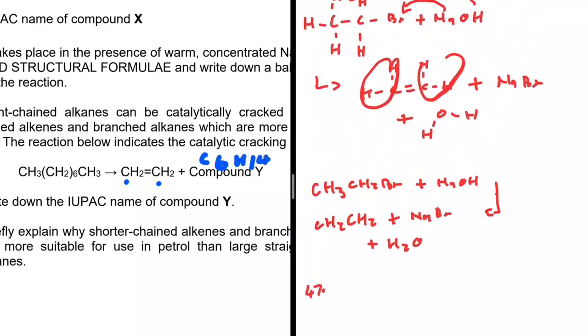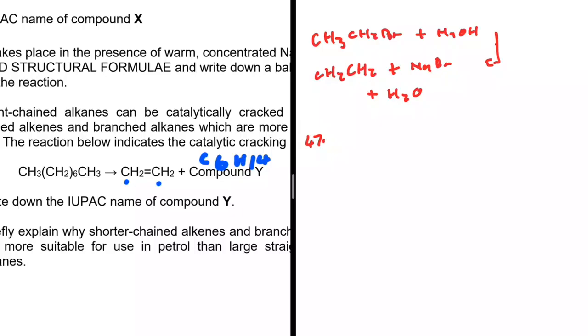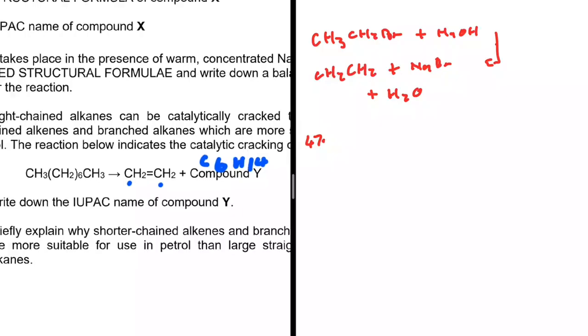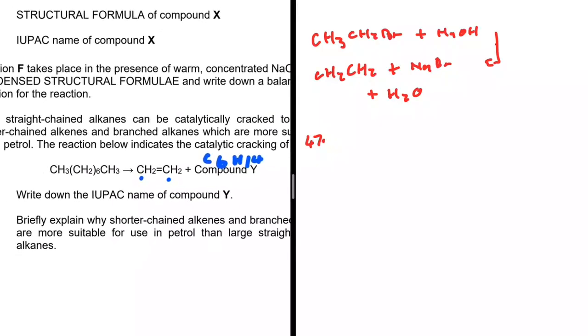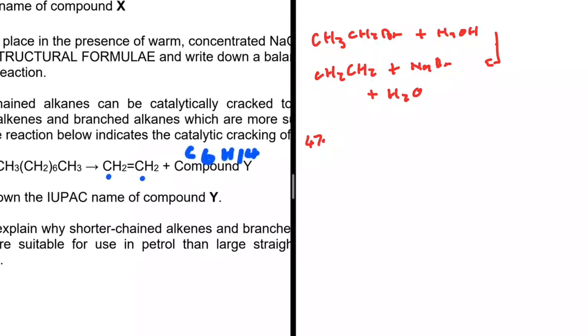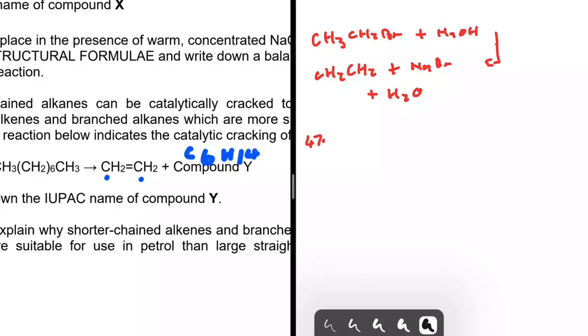That's what we expect compound Y to be. Right. So what does the question say? Write down the IUPAC name of compound Y. So 6C, that is hex. So this is hexane. 4.7.1 is hexane. So there we go, hexane.